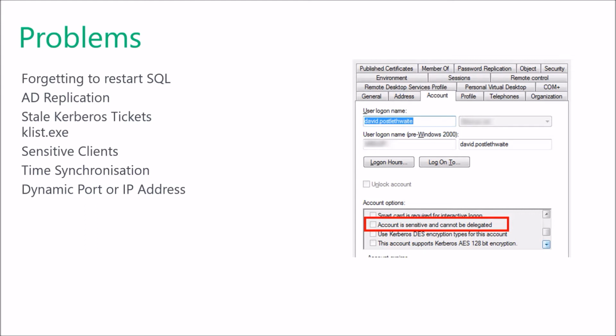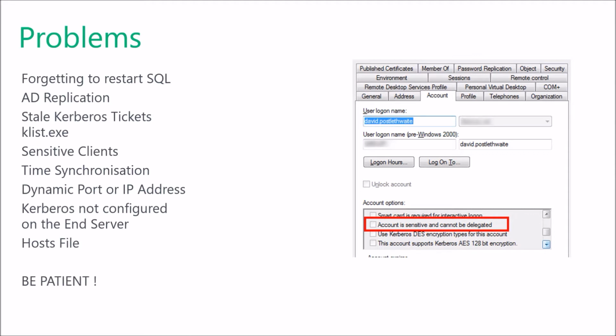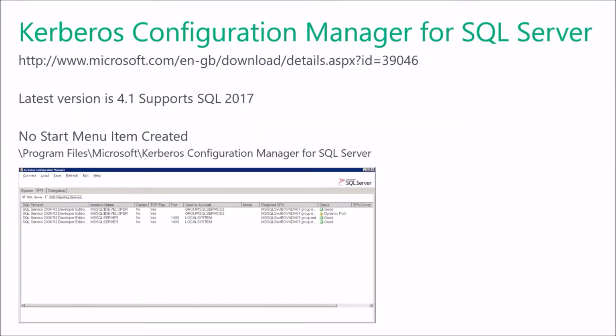And ensure that your SQL Server has a fixed IP address rather than using DHCP. Make sure that the server at the end of the hop is also configured for Kerberos. And if you're using a hosts file, ensure that the server name has the fully qualified domain name. Better still, do not use the hosts file. And sometimes you just have to be patient and wait for the changes to take effect.